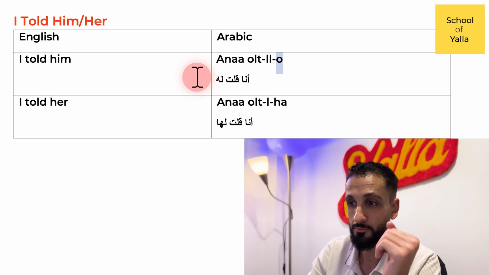In the present tense and the past tense, the ana form in Arabic is conjugated the same. Inta will change because we have inta and inti, and then huwa and hiya, and so on. But anyway, what you have to know for the purpose of this video, we're just learning how to say I told him, I told her, and then he told me and she told me. Okay, so ana ultillo, ana ultilha.